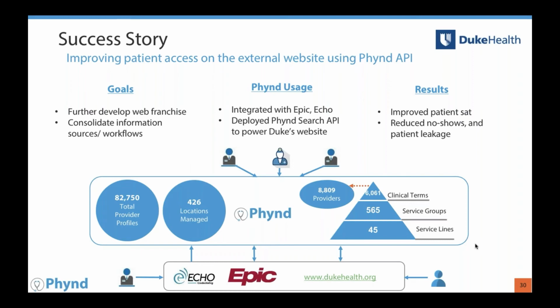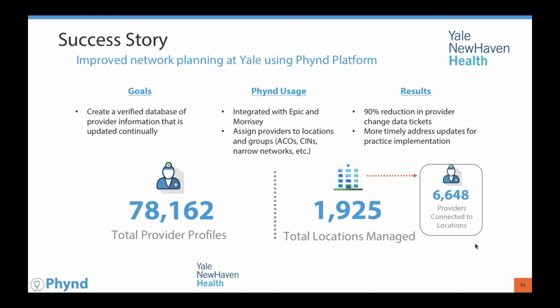So another customer who is using the Find platform with success is Yale New Haven Health, another health system consistently ranked. They're in the top 10 in the U.S. in 9 different lines of service capabilities.